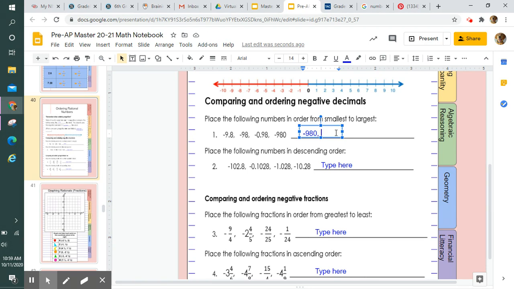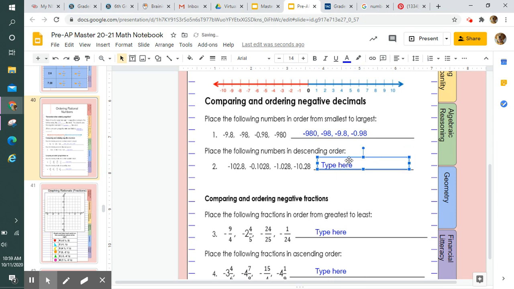Then what's going to come next is negative 98, and then negative 9.8, and then negative 98 hundredths. Okay, so that's not too bad. In this one, we're just looking at where our decimal point was, and that was helping us to answer those.